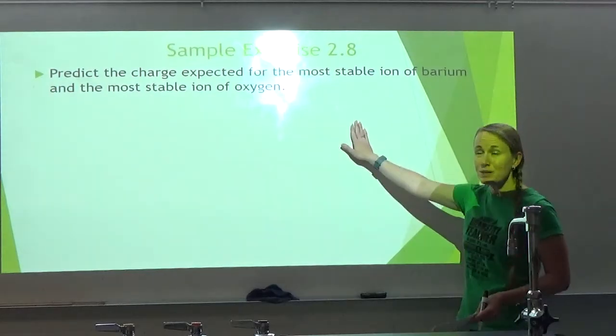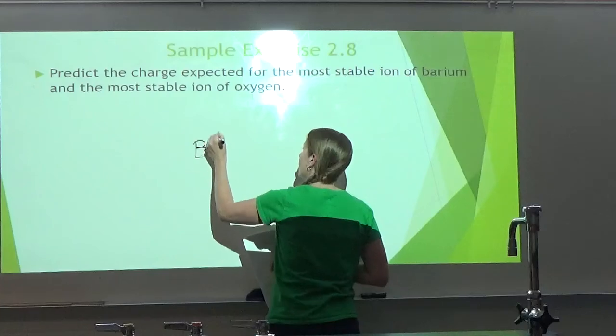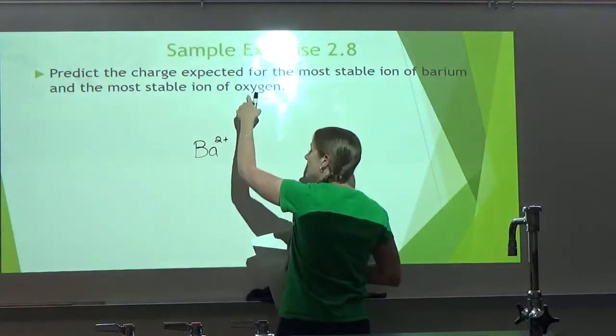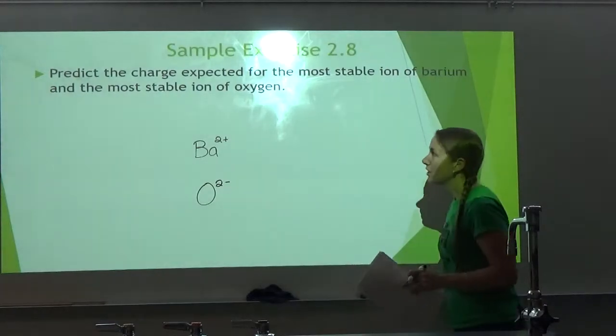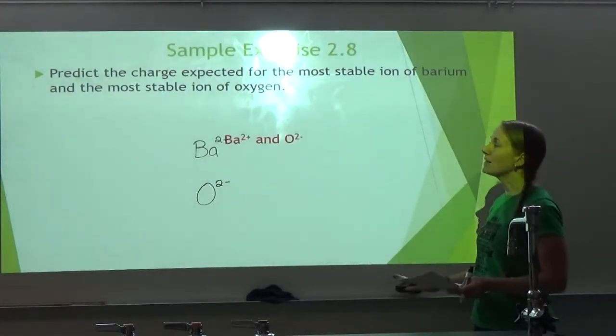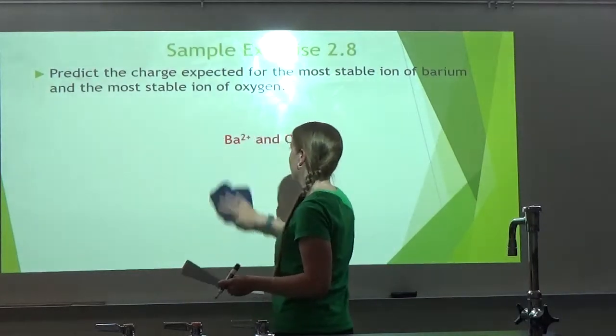Alright, so again, this should be super easy. So barium is in group 2, so it's going to have a +2 charge. Oxygen is in group 16, so it's going to have a -2 charge. Okay, like you shouldn't even have to stop and think about one like this. This should be second nature from Honors Chem.